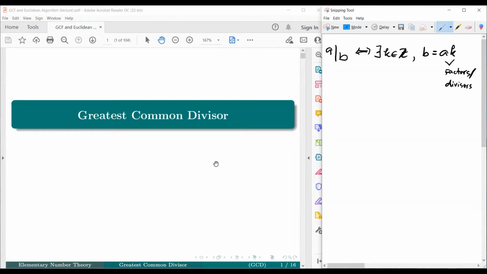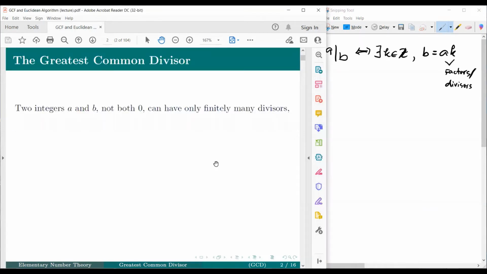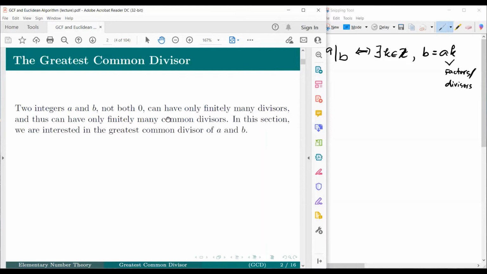Let's proceed. Two integers a and b, take note that a and b are not both 0, can have only finitely many divisors, and thus can have only finitely many common divisors. In this section, we are interested in the greatest common divisor of a and b. So we note here that the divisors of a and that of the absolute value of a are the same. I will discuss this later on.